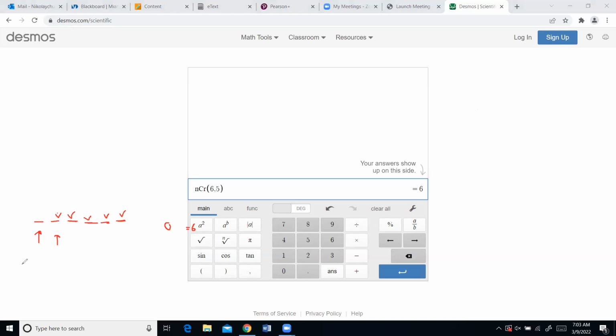That's how we get this combinations entered. And you can see that combinations choose 5 out of 6 is equal to 6. So that's just a use of the calculator. Any way you do this gives you the same answer.